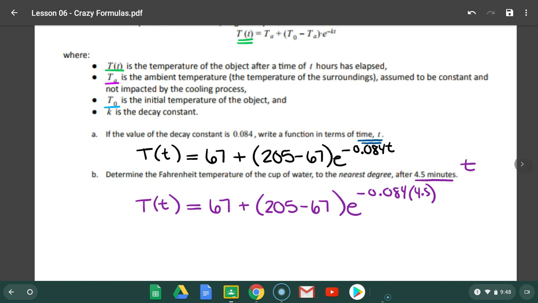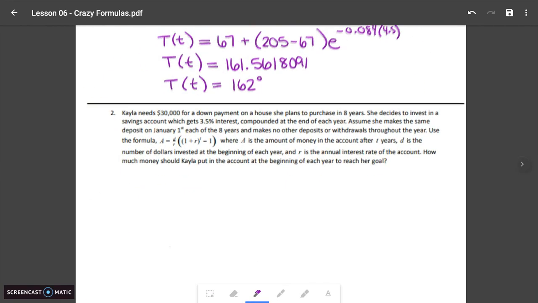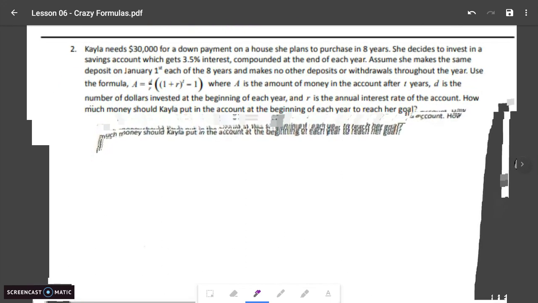All right, we're going to do the same thing again in number 2. So here in number 2, we have Kayla needs $30,000 for a down payment on a house she plans to purchase in 8 years. She decides to invest in a savings account, which gets 3.5% interest compounded at the end of each year. Assume she makes the same deposit on January 1st each of the 8 years and makes no other deposits or withdrawals through the year.